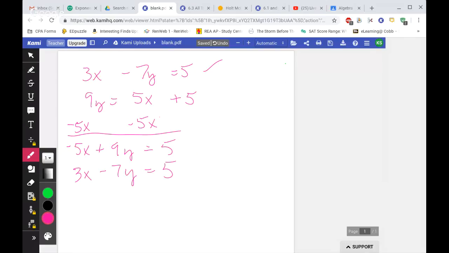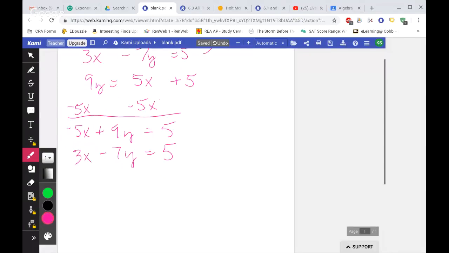And I look at this and I think, wow, neither one are really multiples of each other within the same family. I mean, obviously I see that 3 and 9 are multiples of each other, but that's not going to cancel those matching terms out. So in this case, you're going to have to multiply both equations by something to eliminate them.